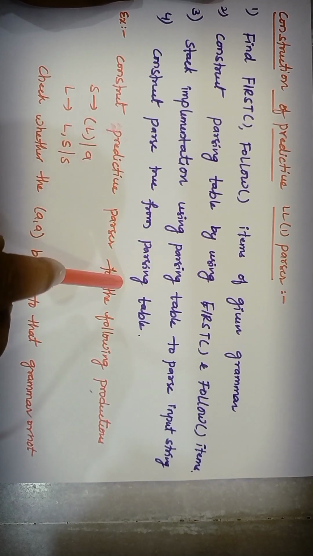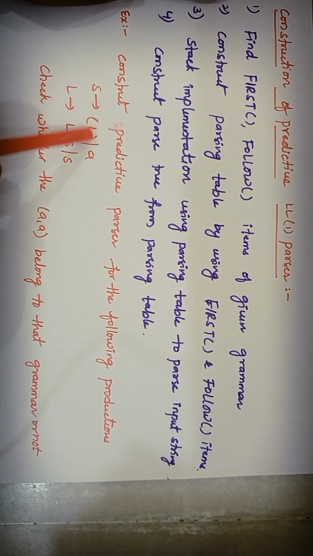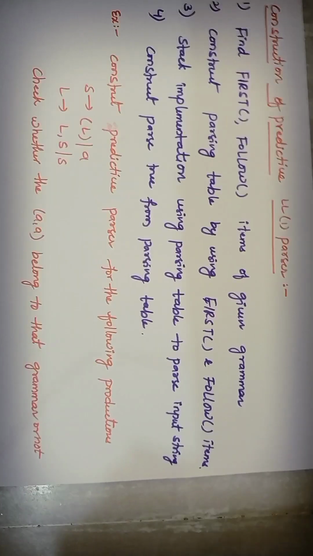This is the example we are going to see now. Construct predictive parser for the following productions: S tends to parenthesis L parenthesis or A, L tends to L comma S or S. Check whether the string parenthesis A parenthesis belongs to the grammar or not. So we are going to see with an example. First we have to verify whether the grammar has ambiguity or not.